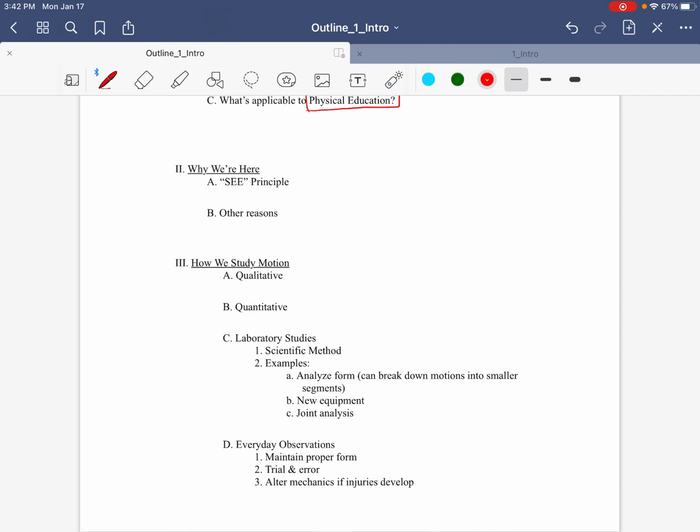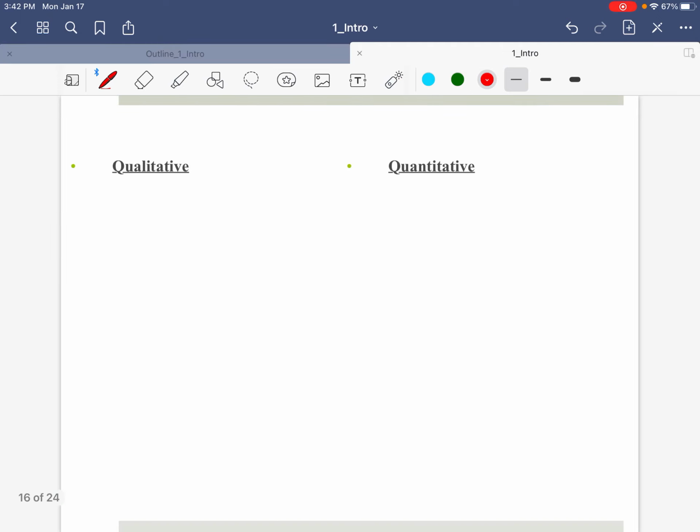Okay, let's talk about how we study motion. And here we're going to get into qualitative and quantitative. Here we go. Qualitative versus quantitative. We already talked about quantitative. It involves objective measures. So it's objective, which means we're going to assign a value. Assign numbers specifically.